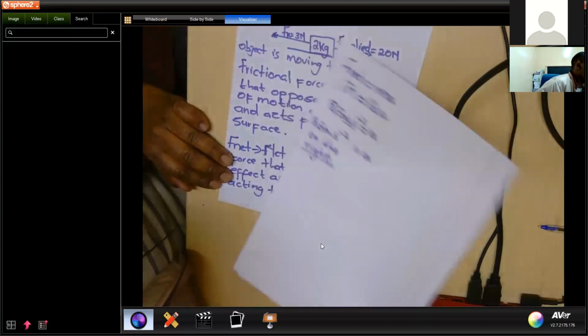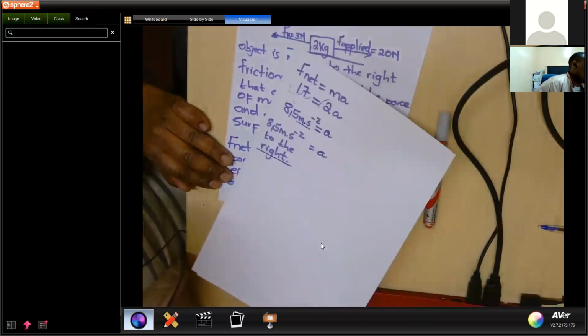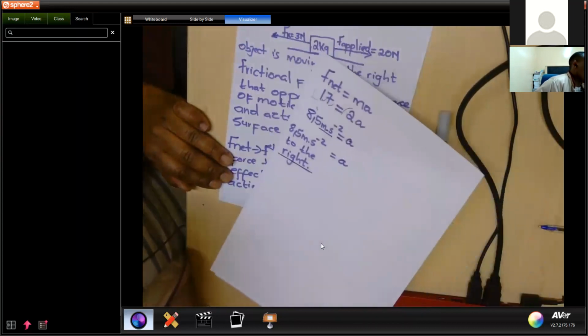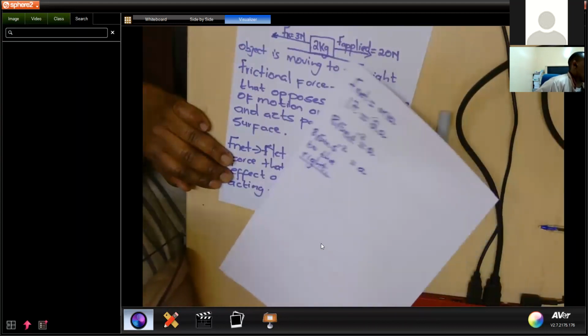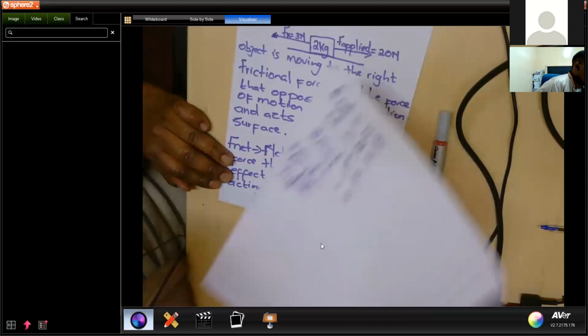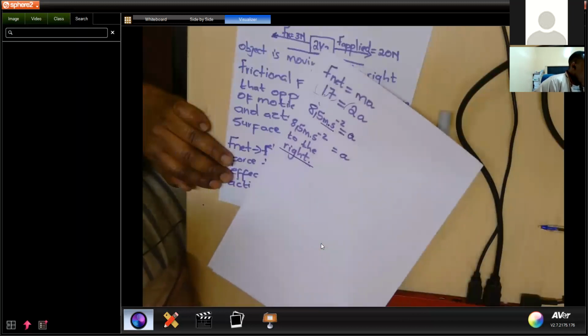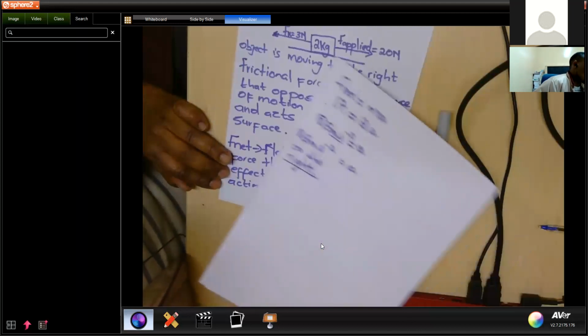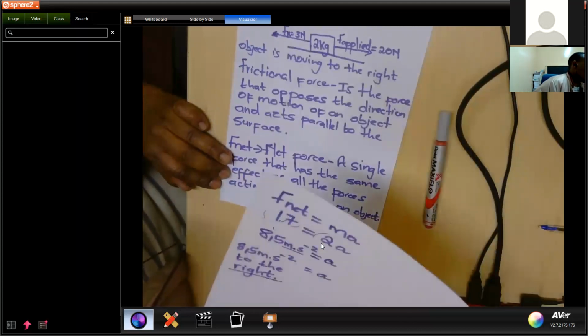Now, to just recap on this, remember, you can be given an object, and when you are given an object, you must be able to draw a free body diagram from it, meaning you must be able to identify all the forces that are acting on an object and represent them using a diagram. So then we're given the magnitude of the two forces.